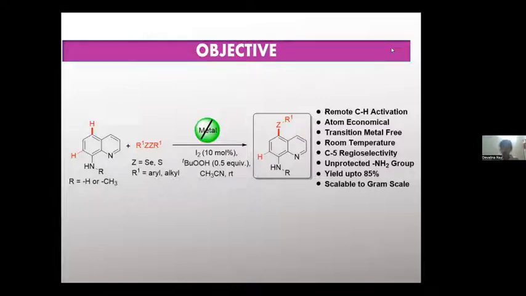Next, the unprotected amine group was able to be utilized for further derivatization towards different products. The reaction yielded approximately 85 to 90% of the product. Again, it was scalable to the gram scale without significant reduction of the product. The reaction conditions which came out of the optimization were iodine at 10 mole percent along with 0.5 equivalent of tert-butyl hydroperoxide in acetonitrile as solvent at room temperature. That selectively produced the C5 chalcogenated 8-aminoquinolines in excellent yields.